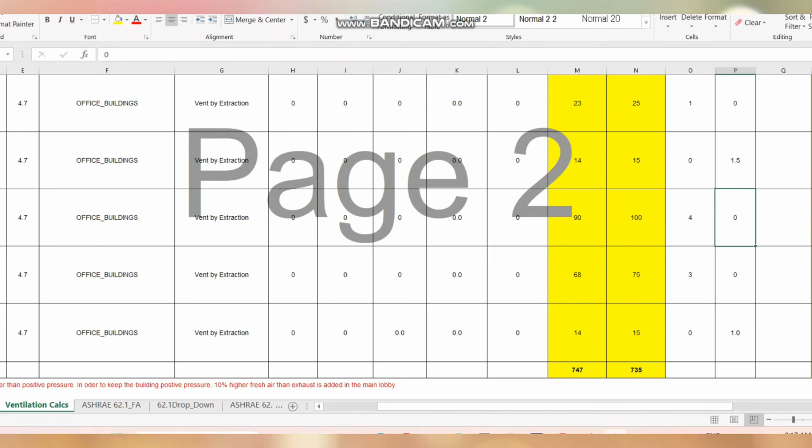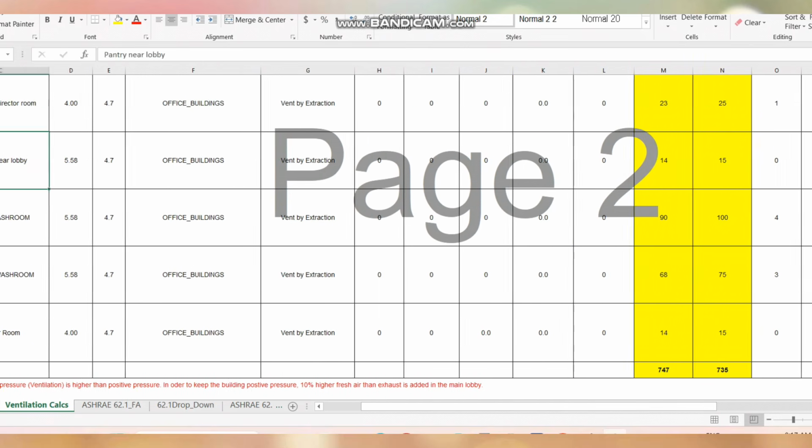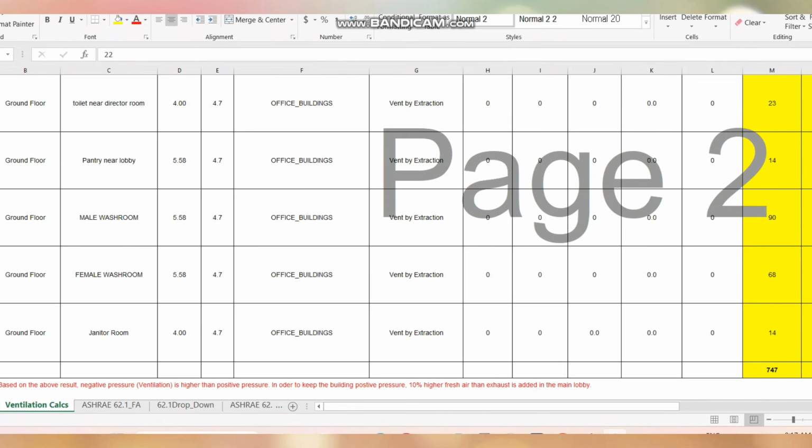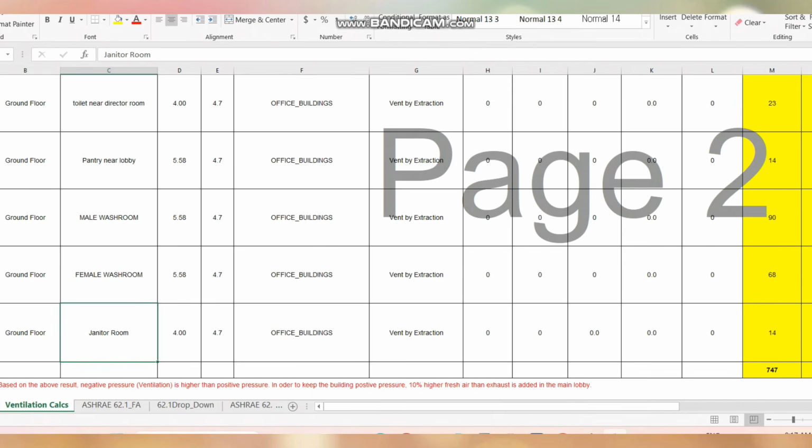So the software will automatically find out the liter per second value, and it has considered the minimum value because the area is very low. And the next one is we have one washroom, male washroom, female washroom, and janitor room, the same location. So you can see here, this is the female washroom, 4-43, and this is the male washroom. And male washroom we have 4 water closets, so 4 into 25, 100 liter per second we can consider.